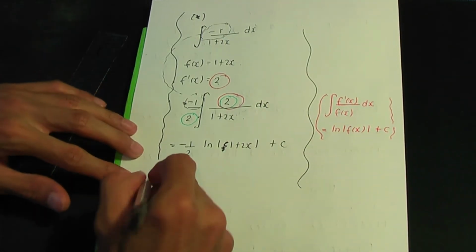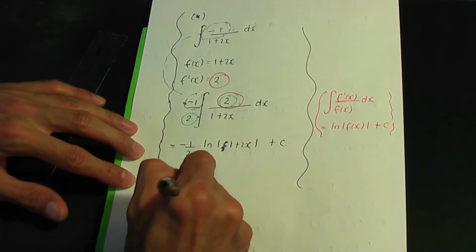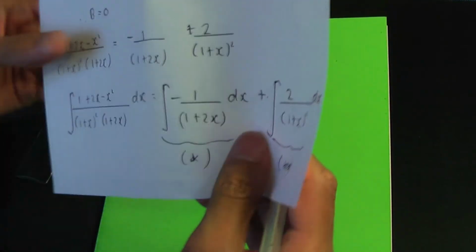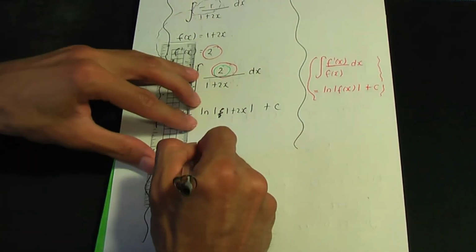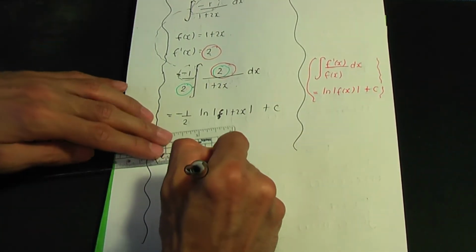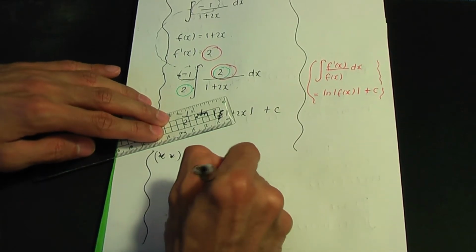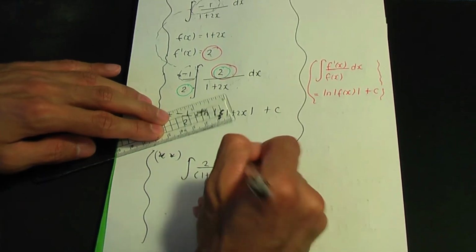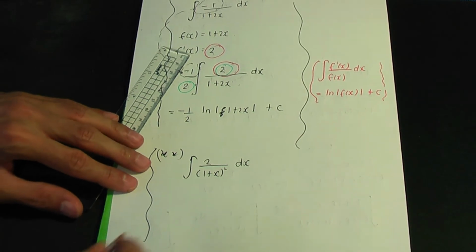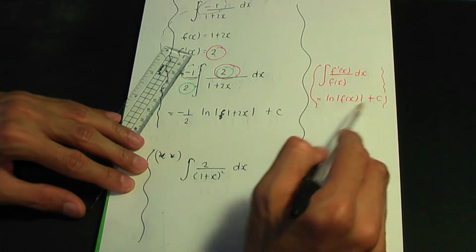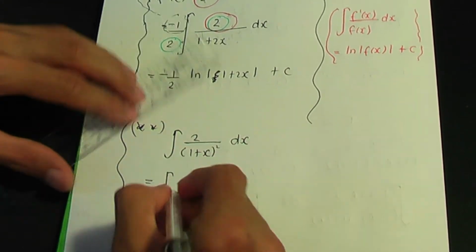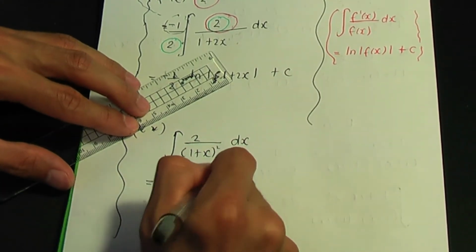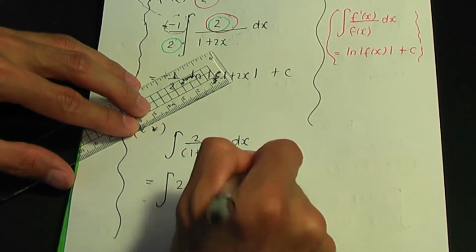So that is a solution to star. Let's look at double star. Double star is this integral that we have here. We need to integrate 2 over 1 plus x squared with respect to x. Now we can't use this result over here. However, we could rewrite this as 2 into 1 plus x to the -2.